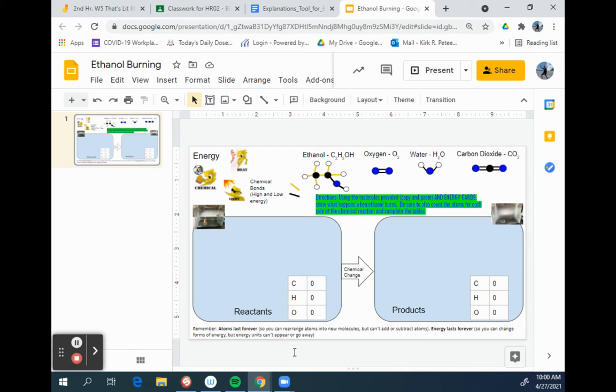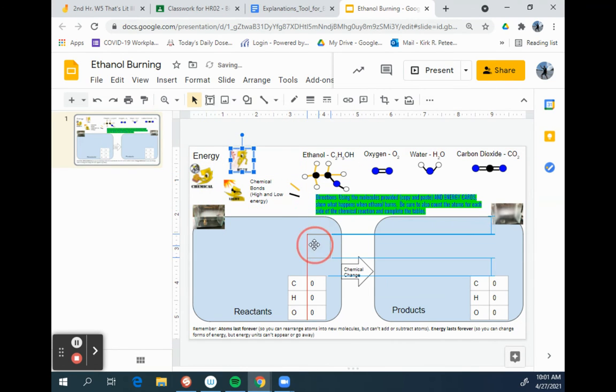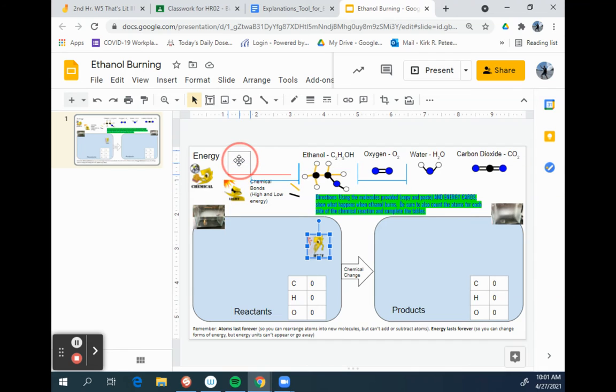One of the first things that we're going to take care of is the energy. So we have some energy cards up here that we kind of deleted in some of those other slideshows that we worked with, but now we're going to be using these. So you're going to be dropping these cards where you think they go in terms of whether they're on the left side with the reactants, or on the right side in the products.